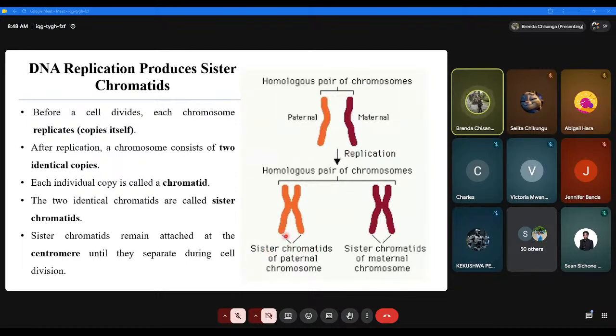So sister chromatids carry the exact information that was on the parent chromosome before it duplicated. These ones came from the mother. When it duplicates, it makes a copy of itself. It is also referred to as sister chromatids.